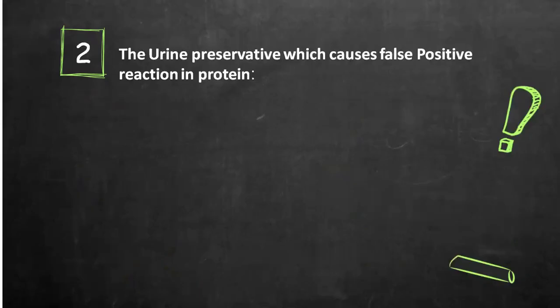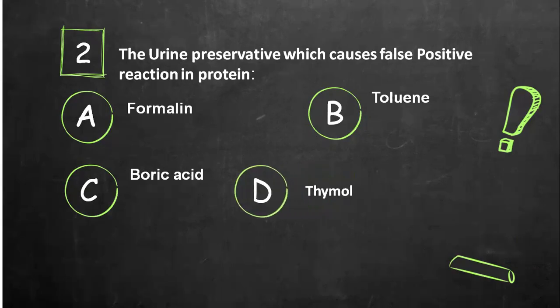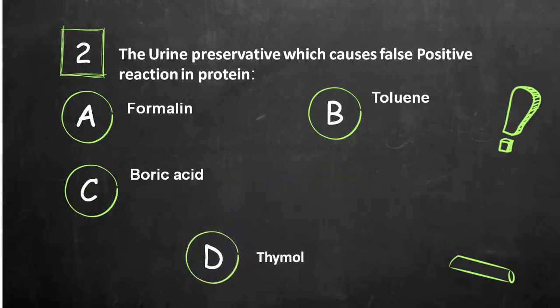Next question, the urine preservative which causes false positive reaction in protein. So which urine preservative causes false positive reaction in protein? Option A, formalin. Option B, toluene. Option C, boric acid. Option D, thymol. Here the right answer is option D, thymol. It causes false positive reaction for albumin, that is protein.